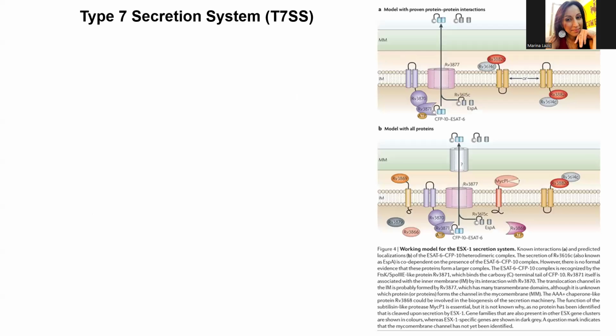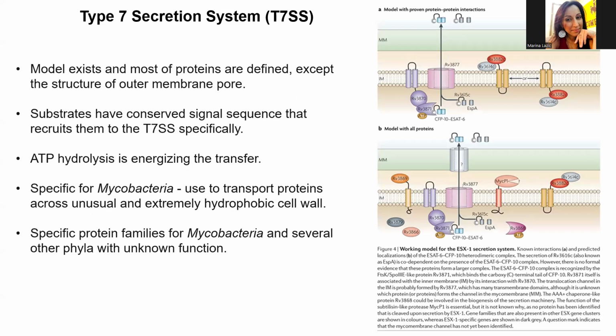Type 7 is present in gram-positive cells, and it's present in mycobacteria. You probably heard about Mycobacterium tuberculosis. So that's when studied in Mycobacterium tuberculosis, which is gram-positive. This is all I want you to know.